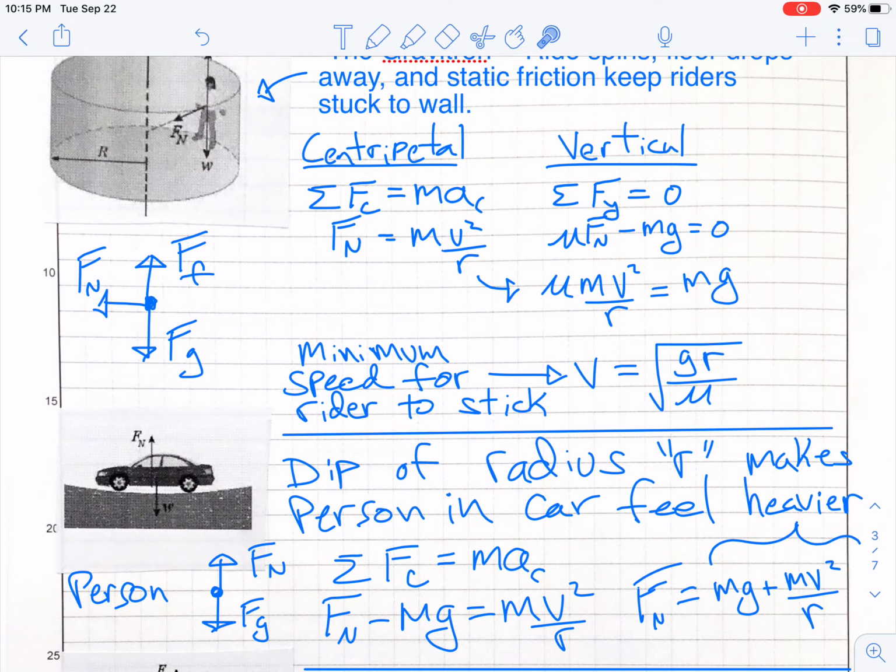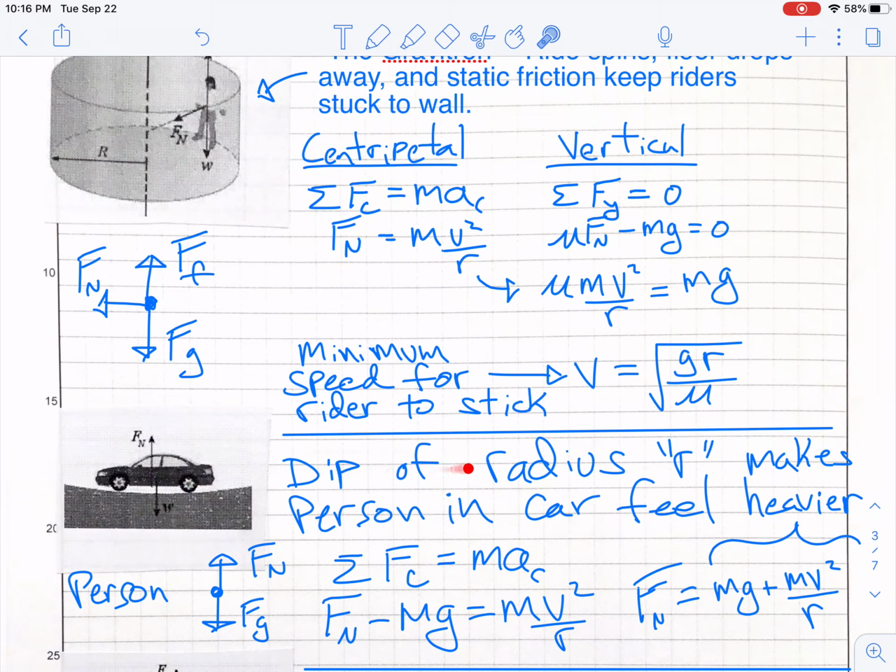Like if the floor was to suddenly drop out from underneath you and it's not supporting you at all and there's no normal force, what are you going to do? You're going to free fall. And do you feel weight when you free fall? No, you feel weightless. Weight is a measure of not just the force of gravity on you, but also your experience of weight is related to the surface that's supporting you.